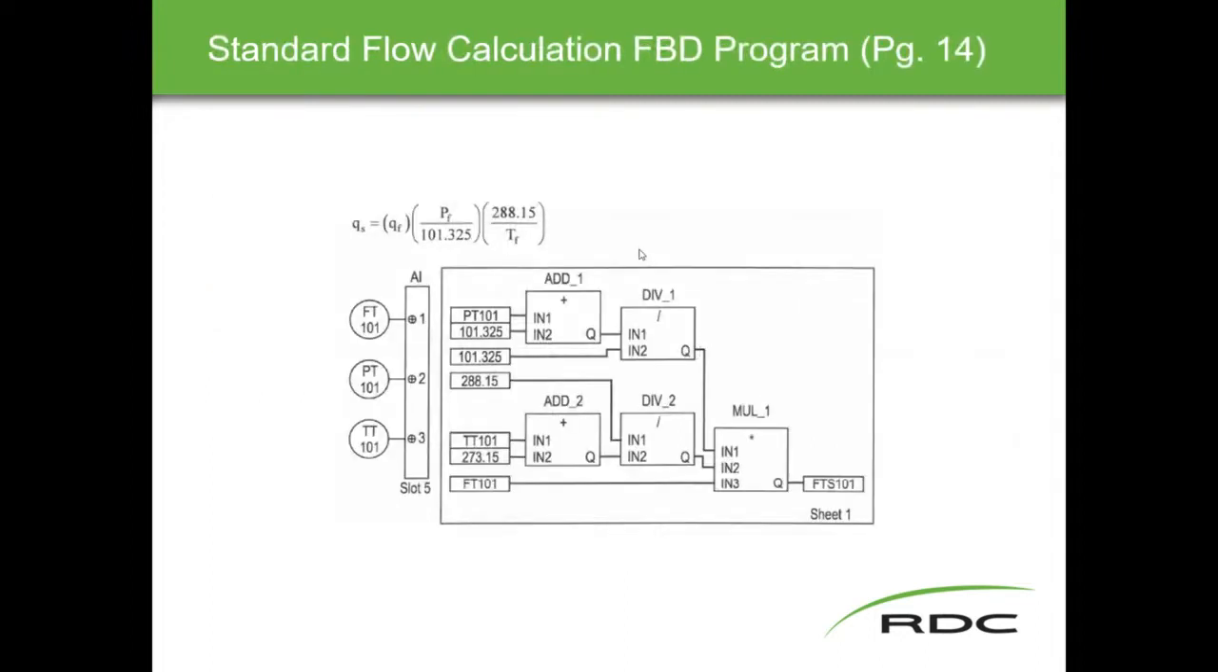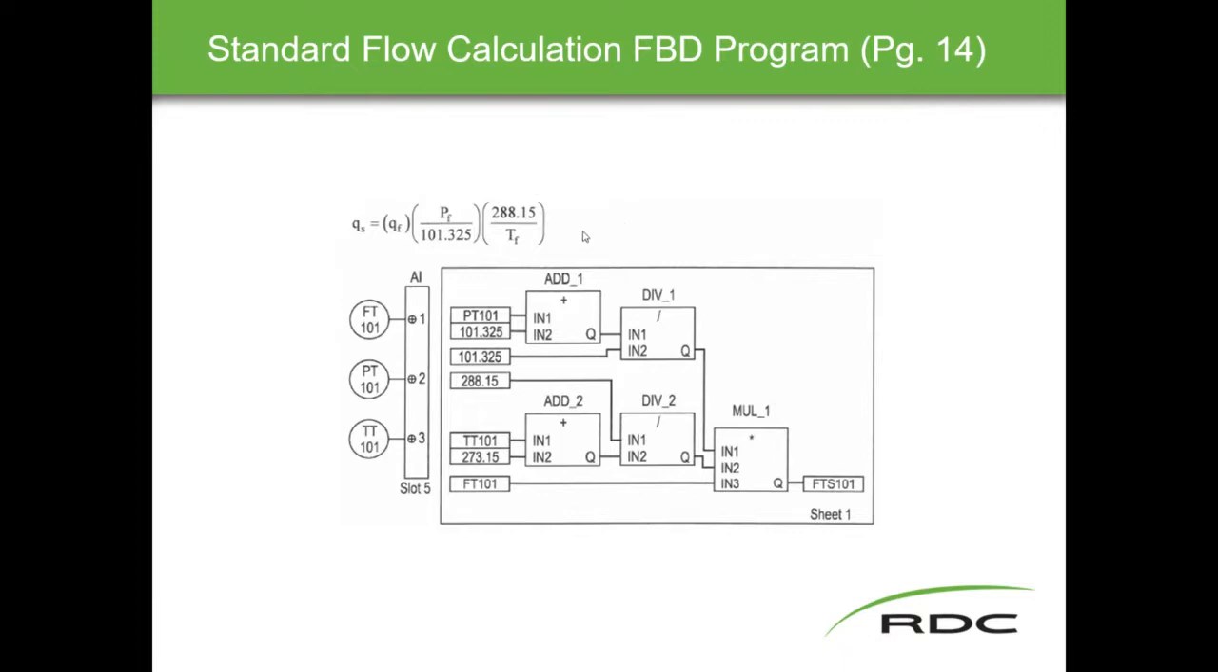Okay, so here's a block diagram representation of a conversion of a flow at standard conditions to flow at flowing conditions. Okay, so we want to convert flowing conditions into standard conditions. This is the math that we have to do. We take the flow at flowing conditions, we multiply that by the pressure at flowing conditions divided by atmospheric pressure, multiplied by the standard, which is 15 degrees Celsius plus Kelvin, which is 288, divided by our flowing temperature. That's the formula. You probably remember it.